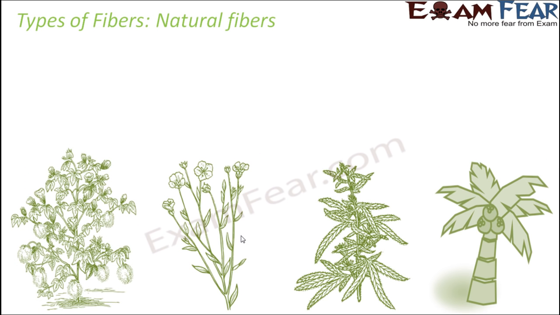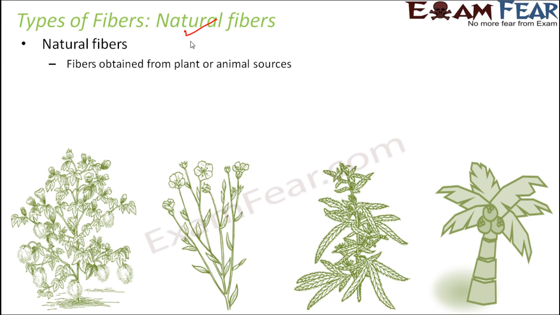Now, there are two types of fibers, natural fibers and synthetic fibers. So first, let us see what are natural fibers. The name itself says natural, that means they exist in nature. So these fibers are obtained from plant or animal sources. Now, anything that already exists in nature is obviously derived from some living organisms. So these kinds of fibers are formed either from plants or from animal parts.